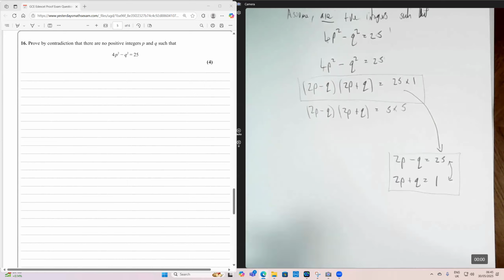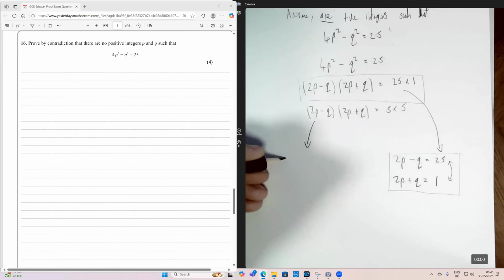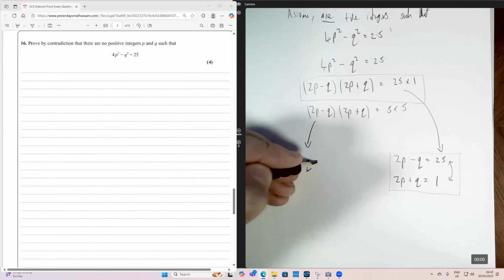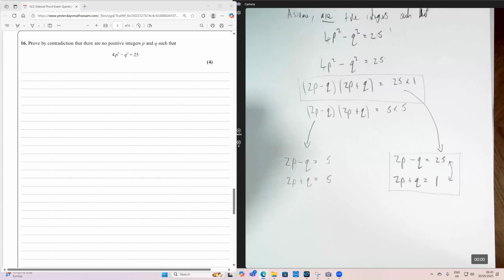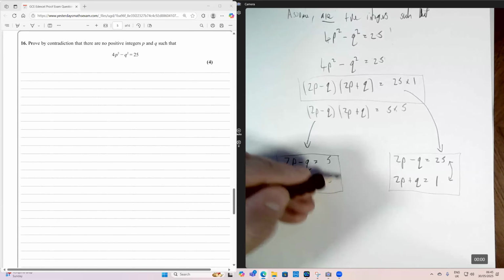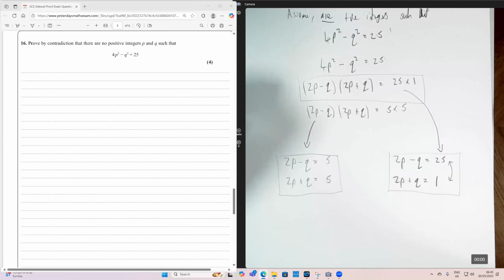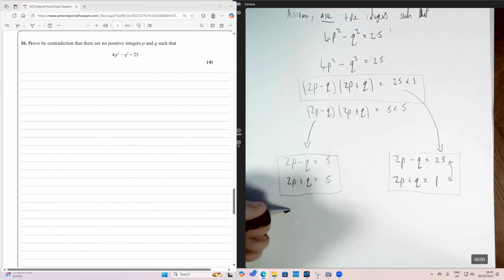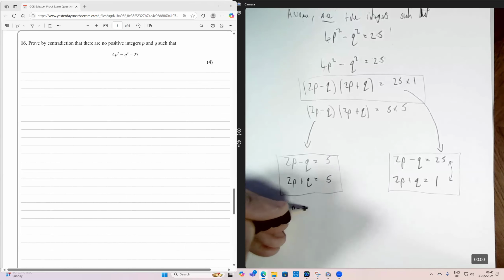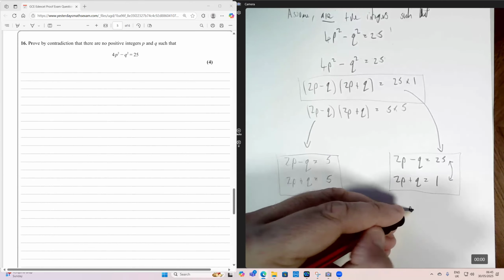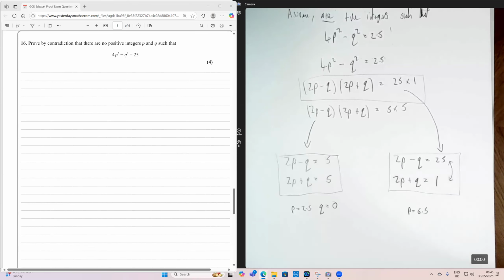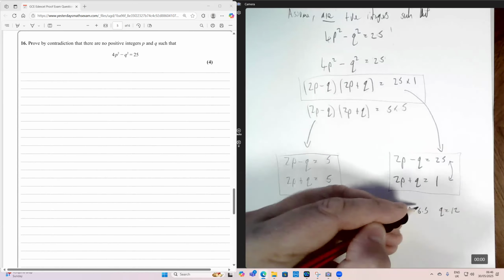Okay, and then for the second variant, this means that 2p minus q is 5 and 2p add q is also 5. And because they're 5 and 5, there's only one possible pairing anyway for that one. Now, if we put these into our calculators and solve these two systems of equations, this one gives us p is equal to 2.5 and q is equal to 0. And this one gives us p is equal to 6.5 and q is equal to 12.